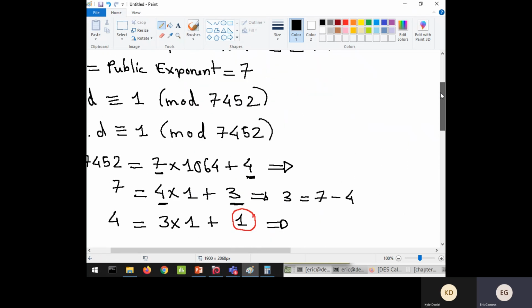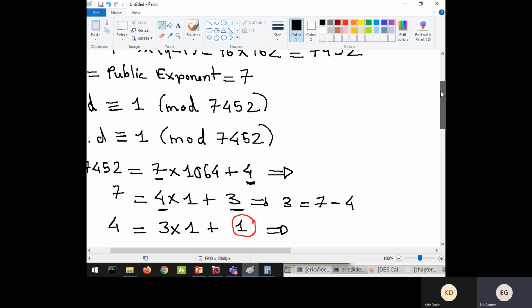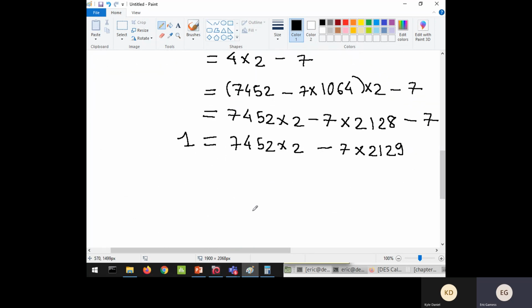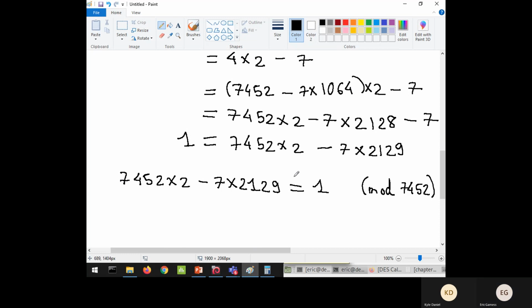So remember what we want to resolve. The public exponent is 7. And the totient is 7452. So if we have that, I can write it the other way also. So I can write 7452 times 2 minus 7 times 2129 is equal to 1. So if I do it modulus 7452, it will also work.